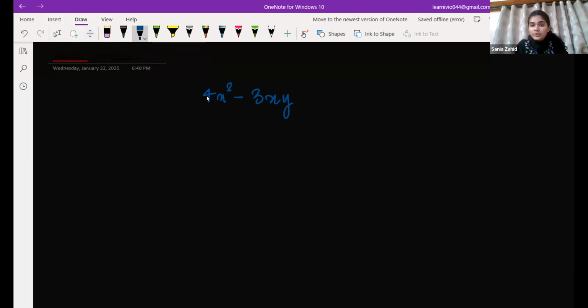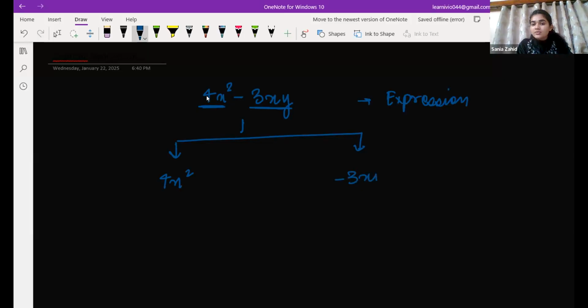Yeah. So now in this algebraic expression, you have two terms. And what are those two terms? This is the first term and this is the second term. Okay. So what are the two terms in this algebraic expression? This is an expression. I'll just write it. One of the terms is 4x square and the other term is minus 3xy. Right? Yes, ma'am.